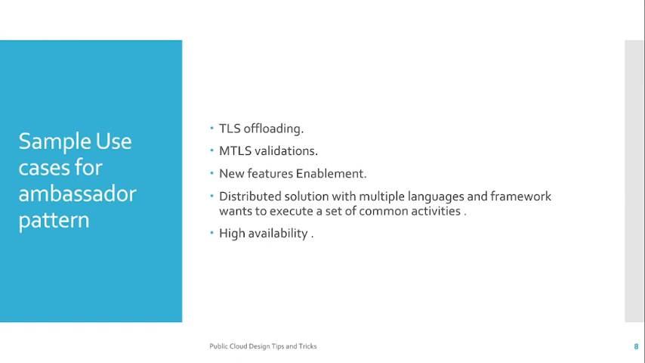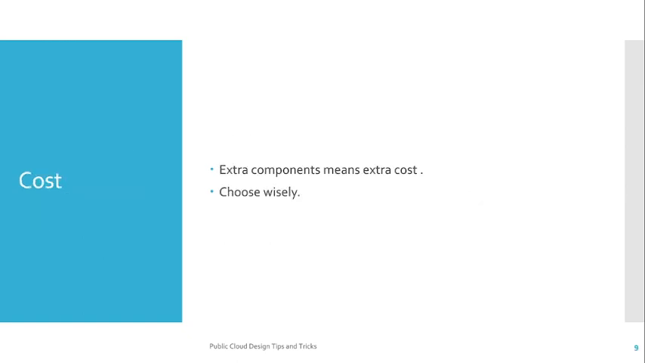You have a distributed solution with multiple languages and frameworks, and you want to execute a set of common activities; there also you can create an ambassador and deploy it to that particular distributed system where the execution will be faster. And then the last one, for high availability, you want to reroute, you want to do a health check, and based on the health check you want to route the traffic to another system or component. There also you can use an ambassador component and you can write it manually by yourself. But public clouds are providing a lot of other solutions for high availability. It's an old concept, I can say, but it depends on the system. So based on your need, you can choose it. So these are all sample cases for ambassadors.